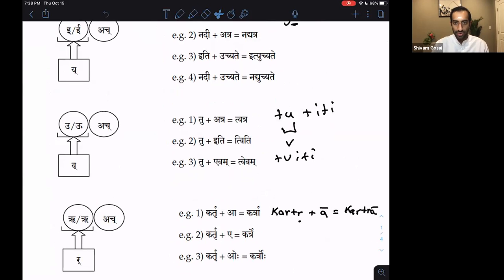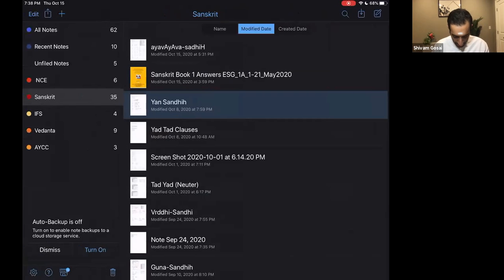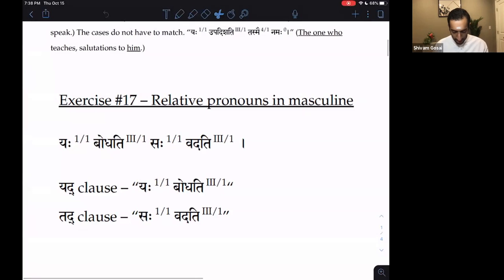Okay, so it looks like most people do want to go ahead and do a little bit more yad dad. So we'll do a little bit more yad dad. Let me do that. Okay, so if you can open up your book, this is exercise number 17.